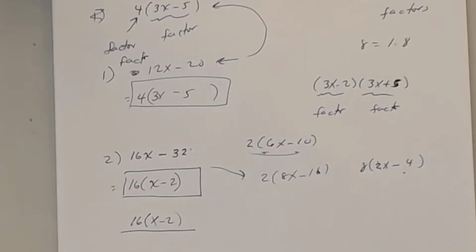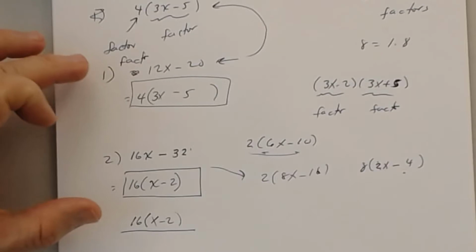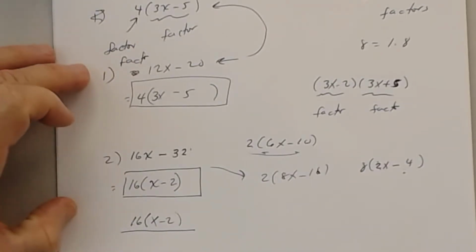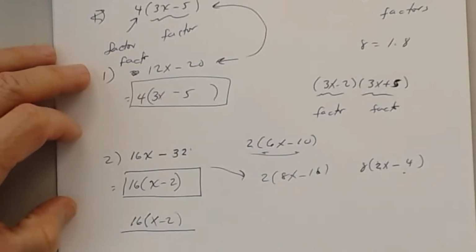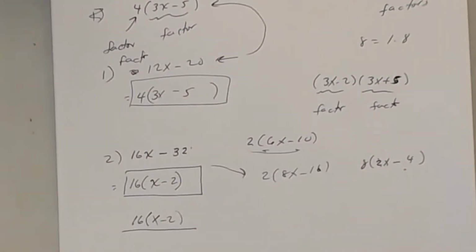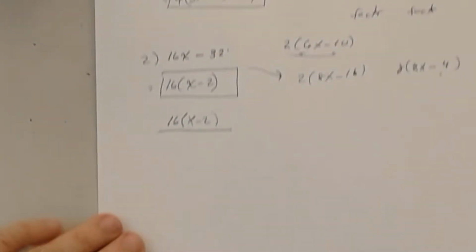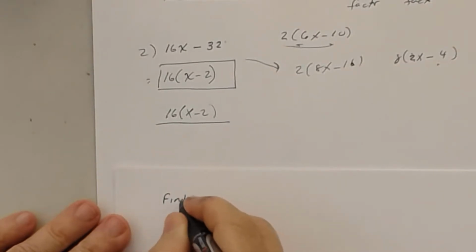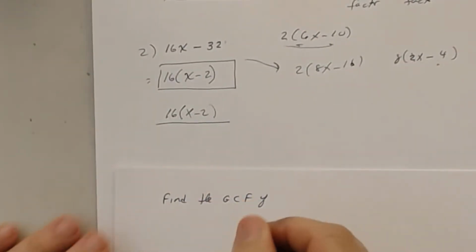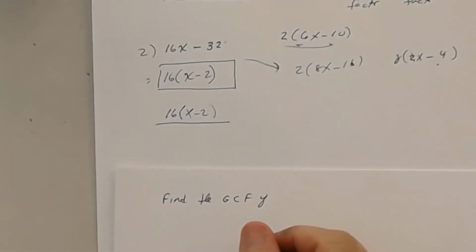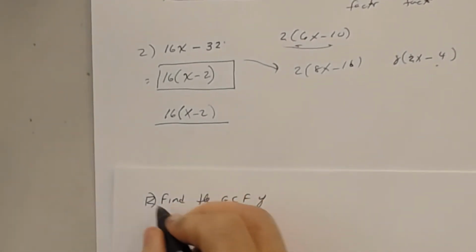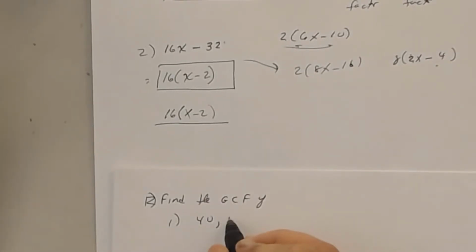All right, now, sometimes though, you see how the GCF was easy to find because the numbers were not that difficult to deal with? Sometimes it's not that easy to find. So for example, suppose I asked you to find the GCF of these two numbers. Find the GCF of, let's say, 140, 48.